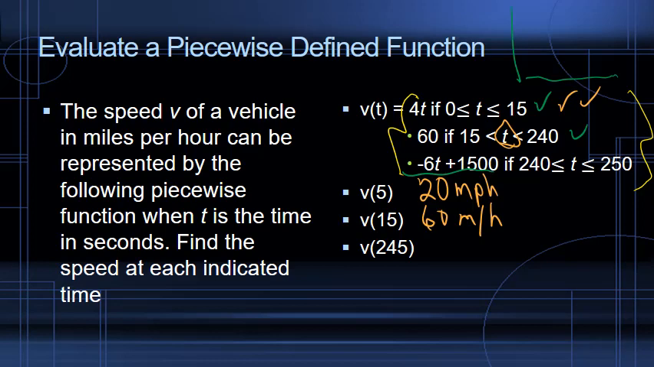Well, that's going to fall into this last inequality statement, which says that it is negative 6t plus 1500, and I'm probably going to need my calculator for this one. So negative 6 times 245, well, that equals negative 1470. And I've got to add to that 1500. And so my final answer then is 30 miles per hour.